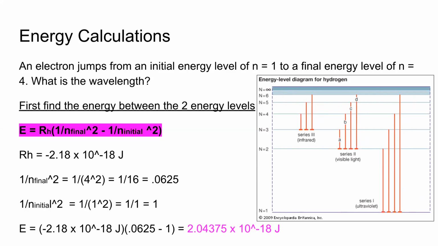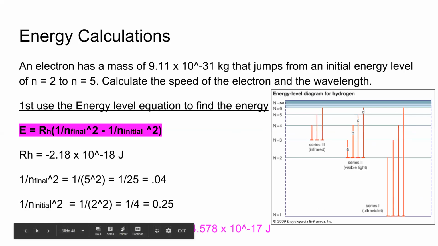So, food for thought. Since this energy that we have is positive, and we're jumping up energy levels, we know that this is an absorption. Energy is being absorbed. Back a few slides ago, we were talking about emission versus absorption. We know that emission would be negative if it jumps down, and absorption would be positive if it jumps up. So since we have a positive value, we know that energy is being absorbed, which makes sense because we're jumping up from n equals 1 to n equals 4. So now we have our energy.